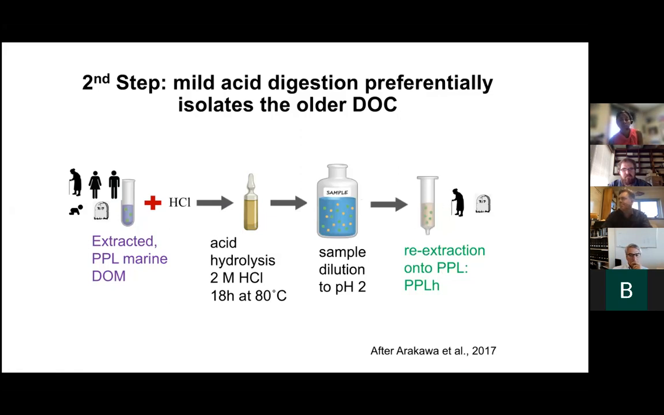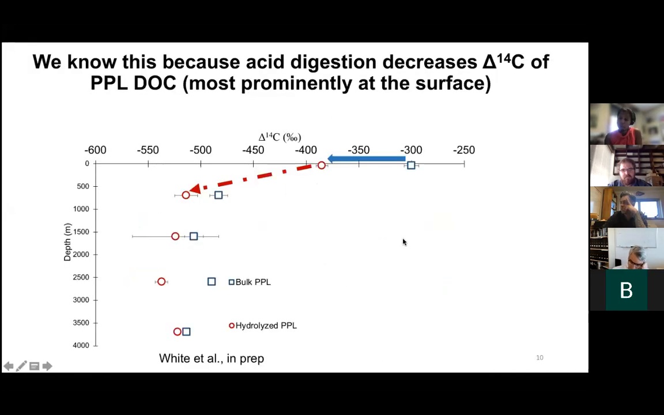You lose different amounts of carbon depending on where you are. In the surface, we lose about 40% of that PPL component, and at depth, we lose very little, maybe 5 to 10% total. And that suggests that at the surface, you have more acid labile material like sugars and amino acids. And in fact, we've looked at the components that are not retained the second time, and they are rich in those types of components. So the idea is that once we do that, we're really concentrating the older material, and then we can look at that by itself. And we have evidence to show that this is in fact isolating the older material.